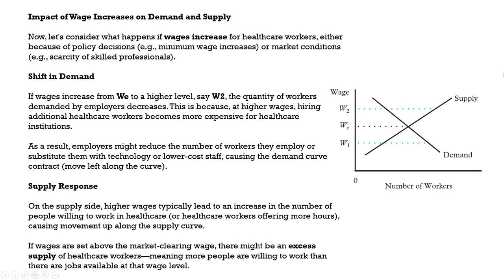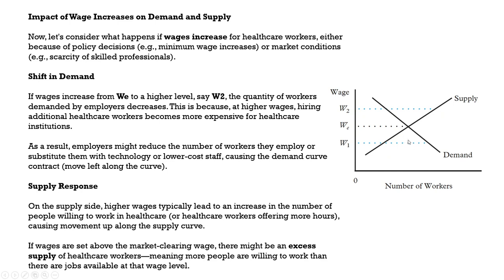So, here, this is the equilibrium wage rate and the equilibrium amount of workers that are demanded and supplied. Let us say the wage increases from WE to W2. The quantity of workers demanded by employers decreases. The employers are demanding only this much amount of workers here, because at higher wages, hiring additional healthcare workers becomes more expensive for healthcare institutions. As a result, employers might reduce the number of workers they employ or substitute them with technology or lower cost staff, causing a movement leftward along the demand curve.